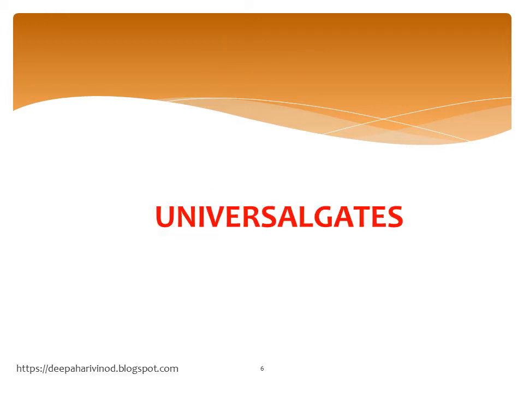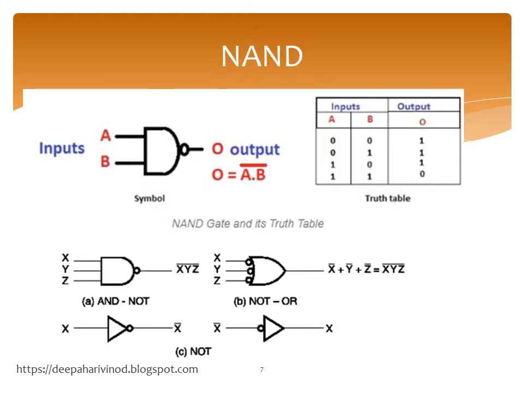Now coming to the universal gates. Which are the universal gates? They are the NAND and NOR gates. We call them universal gates because we can implement all the other gates by using the NAND as well as the NOR gate. So here we will discuss the NAND gate. Here we have the symbol of the NAND gate, with two inputs A and B. The output is represented as O, and O equals A dot B, whole bar.